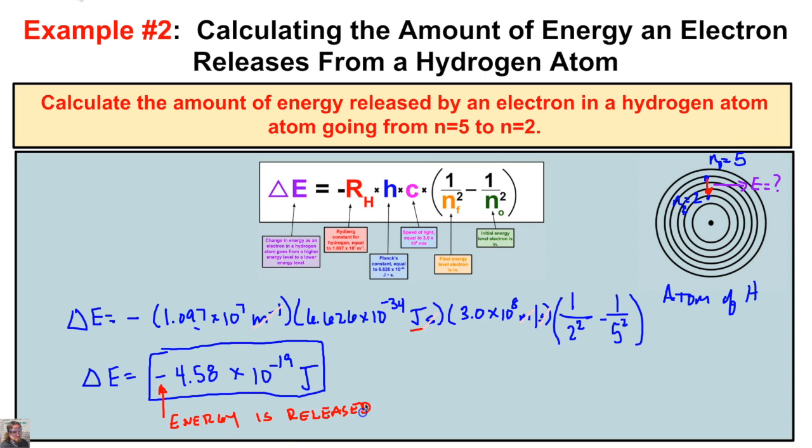So going back to the original question, calculate the amount of energy released by an electron in a hydrogen atom going from n equals 5 to n equals 2. How much energy is going to be released as this electron goes from the fifth principal energy level to the second principal energy level? It's going to end up releasing 4.58 times 10 to the negative 19th joules. Let's take a look at one more example.